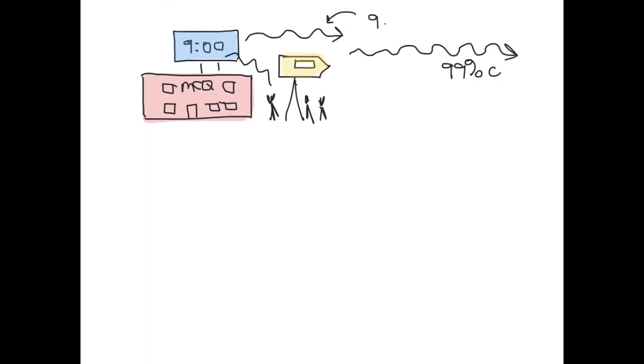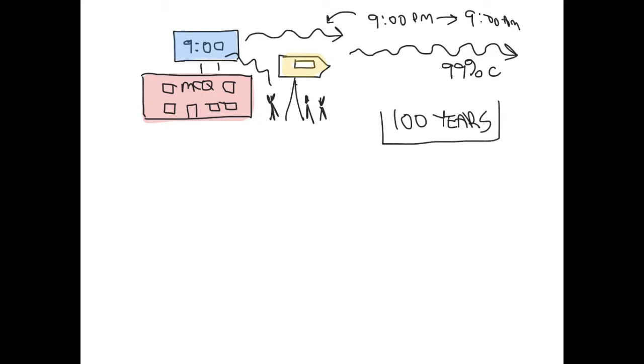Eventually, the light does reach the rocket ship and they see that it's 9. Eventually, after a long while, they're going to see that it's 9 o'clock p.m. And then eventually they're going to get back to Earth at 9 a.m., a 24-hour trip for them. But when they get back, 100 years will have gone by on Earth because on Earth, time was traveling a lot faster.